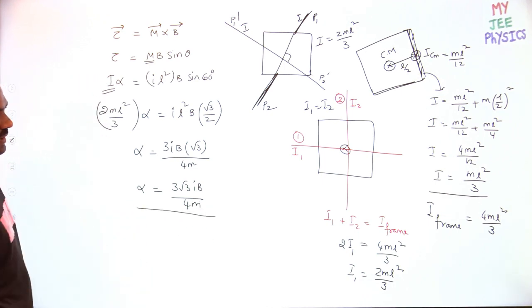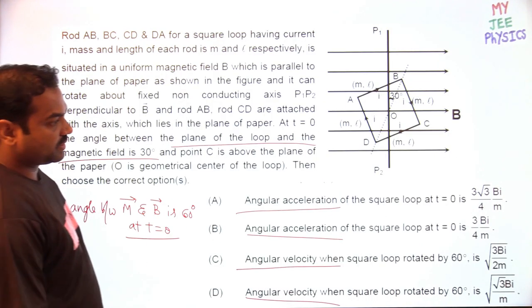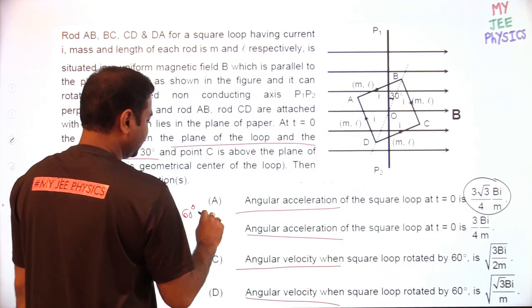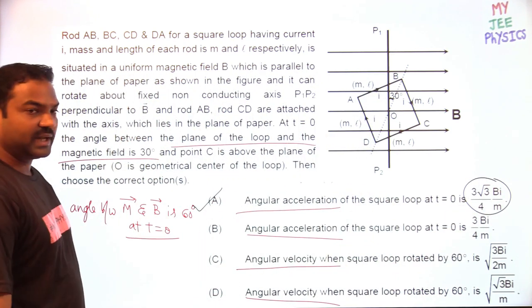So let us check what option is given. So 3 root 3 B I by 4m. The 3 root 3 term is there. So A should be the answer. Hope you got A also.